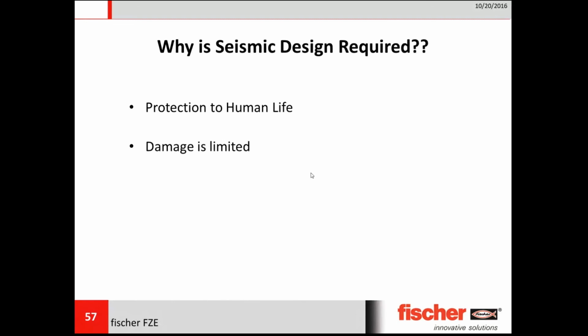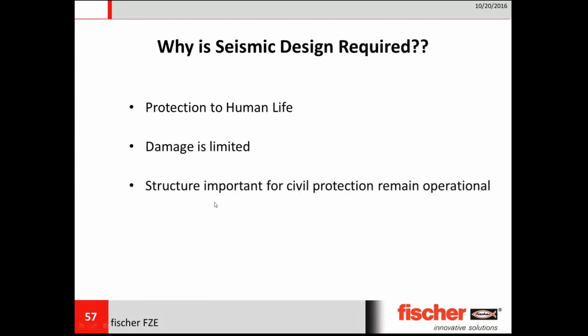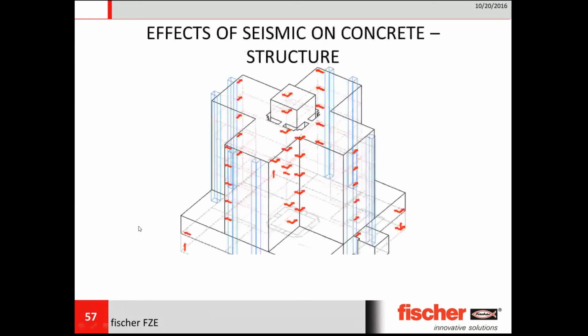The second point is to limit the intensity of damage the earthquake can cause. The third is structures which are important, like imagine an earthquake and hospitals are all collapsed. So there are certain important structures which should work even in an earthquake. Even after an earthquake, these buildings should remain operational. So for certain buildings, it is very important to withstand and sustain the effect of earthquake and continue working as normal.